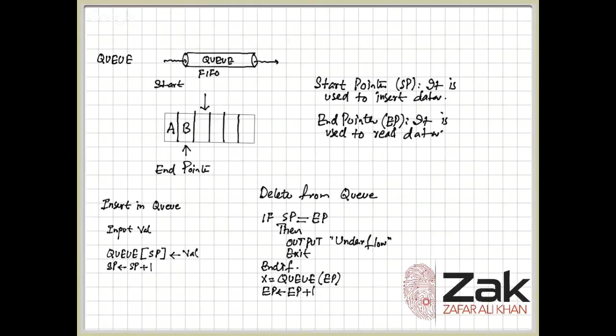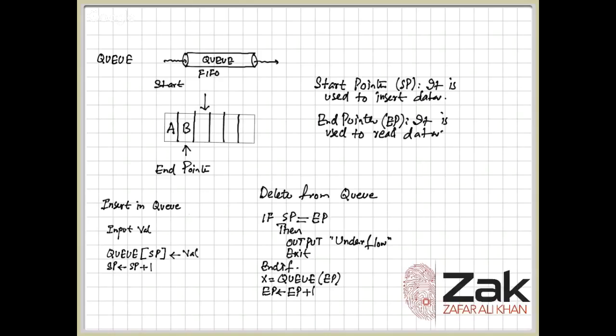See, if there are 4 items, you add, start pointer goes forward, then start pointer goes forward, then start pointer goes forward, and now start pointer is at the 4th location, which is the last. Then you start deleting data. You delete data, end pointer goes forward. You delete data, end pointer goes forward. You delete data, end pointer goes forward. Now they both are at the 4th position, yet the whole array is empty.